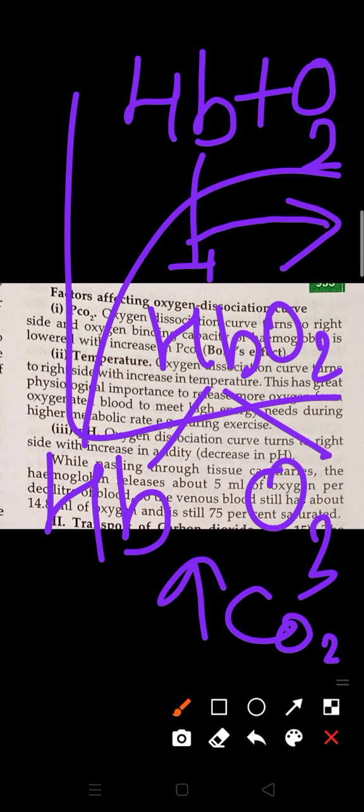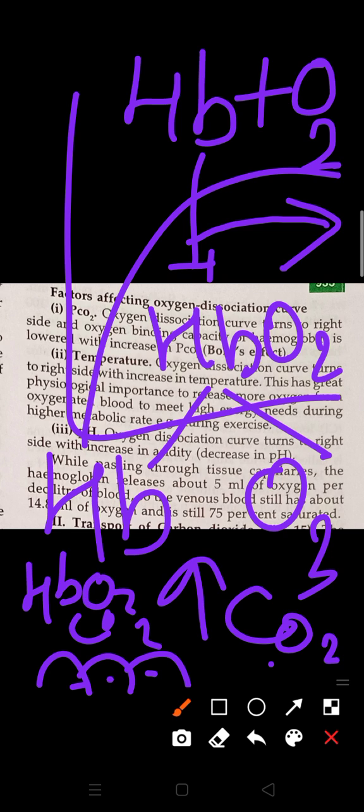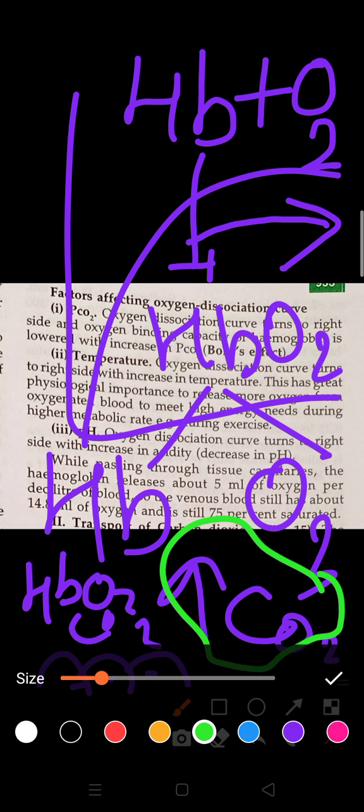In tissues, just remember one thing, carbon dioxide is more. Clear? So when oxyhemoglobin reaches here, the carbon dioxide concentration is high, so dissociation of hemoglobin and oxygen takes place, and this phenomenon is known as the Bohr effect. Dissociation of hemoglobin and oxygen in tissues where carbon dioxide concentration is more is known as the Bohr effect.